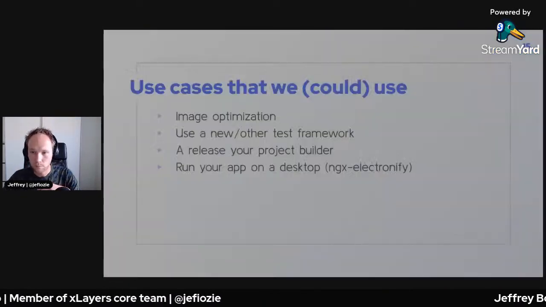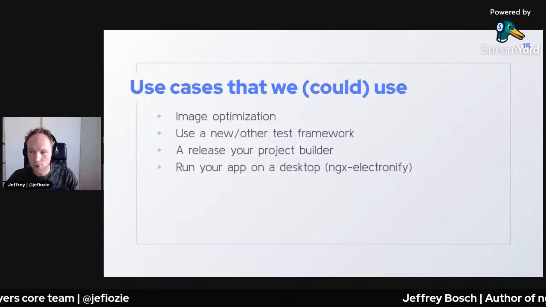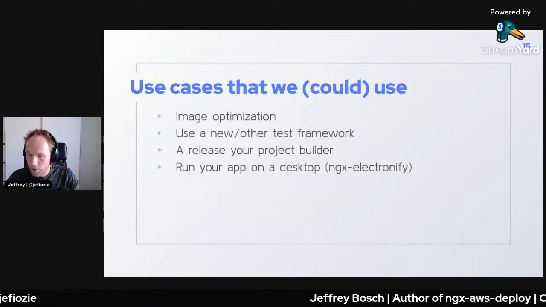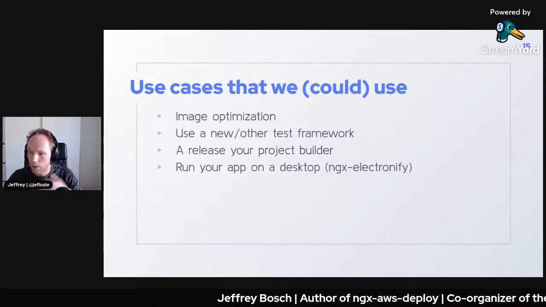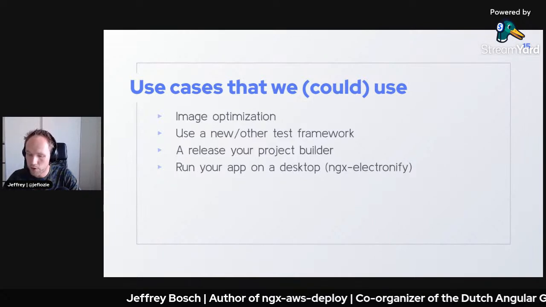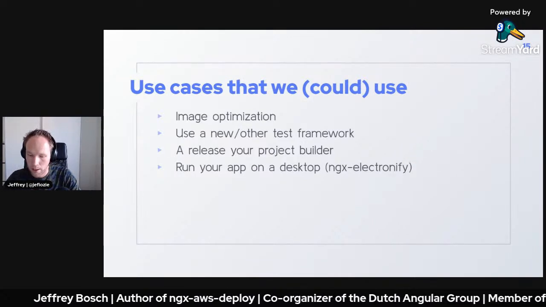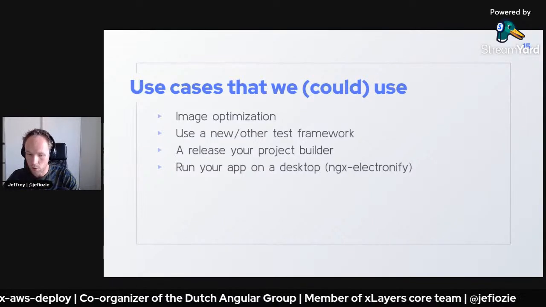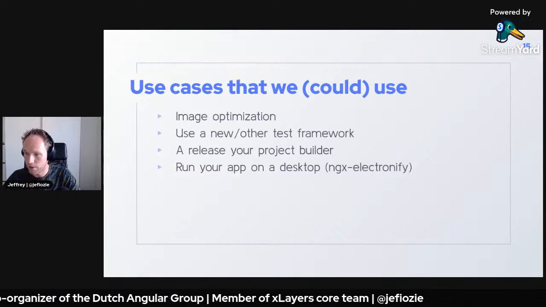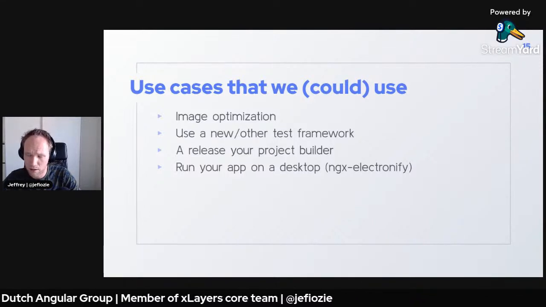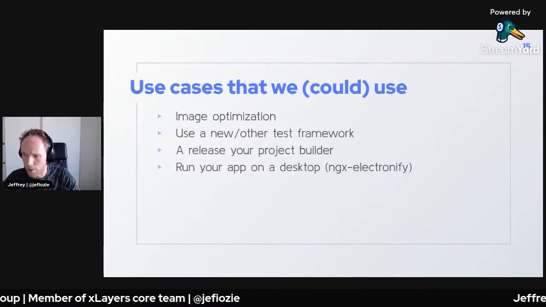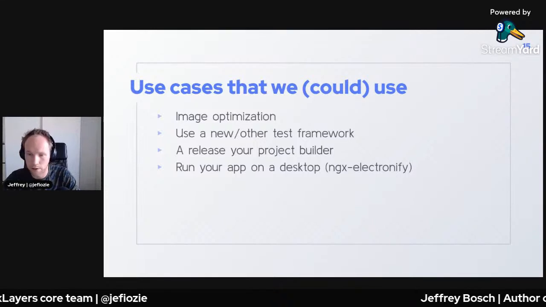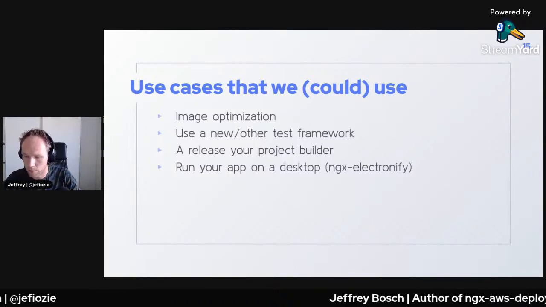So where can we use these kinds of builders? Well, as I showed, you could do image optimization if you have, for example, a publicly facing Angular app and you always want to downgrade the images so that they're good for web quality, for example, from high definition to web quality. You can use something like this, or you can make something like this.